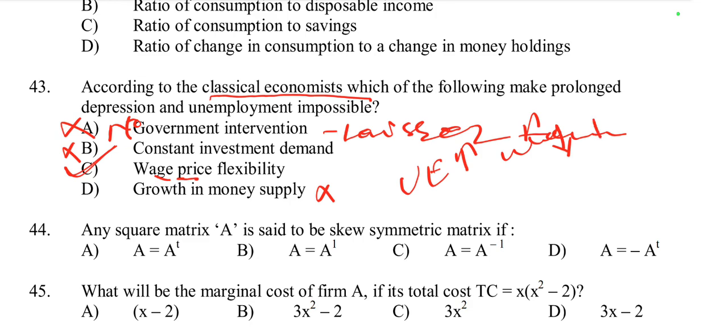When wages fall, demand for labor rises, thus restoring full employment. So this is the correct option according to classical theory.